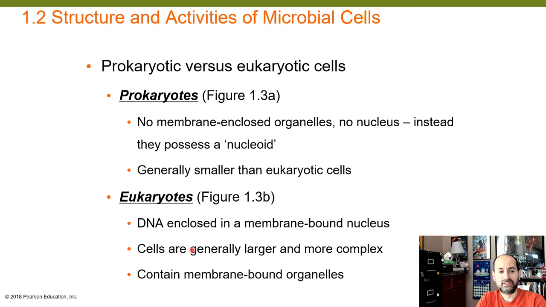Eukaryotic cells are larger and they contain all these membrane-bound organelles, including the main one, remember, which is the nucleus. But that doesn't mean that prokaryotes don't have DNA. Remember that prokaryotes typically do have a chromosome, and it's a circularized piece of double-strand DNA, which makes up their chromosome, which makes up their genome.